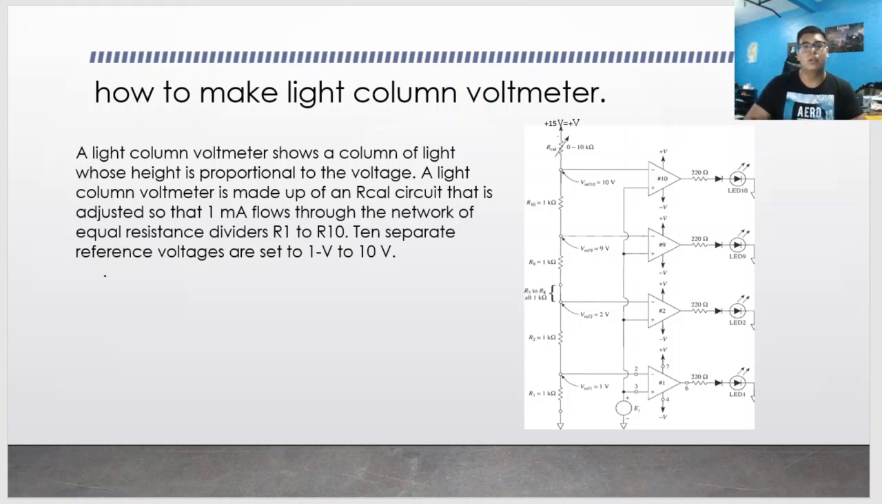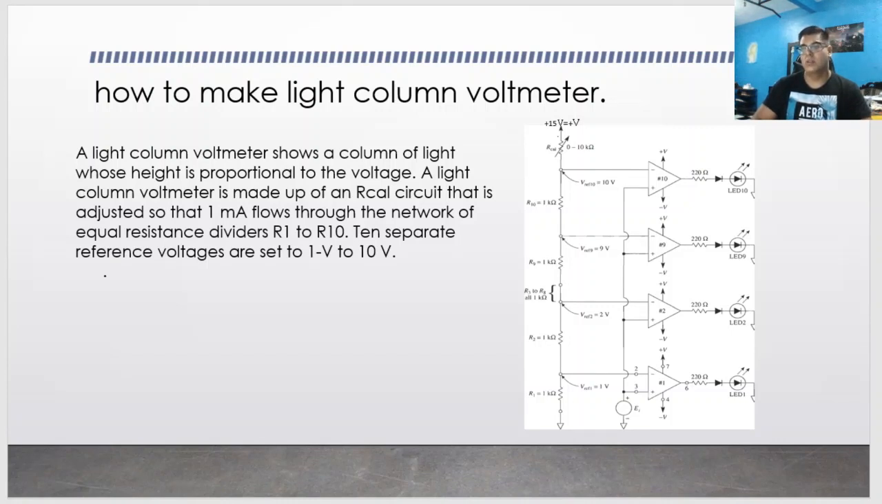How to make a voltmeter? A voltmeter is an apparatus that functions with op amps and a column of LEDs, or whatever light, that turn on depending on the voltage. A light column voltmeter shows a column of light whose height is proportional to the voltage.